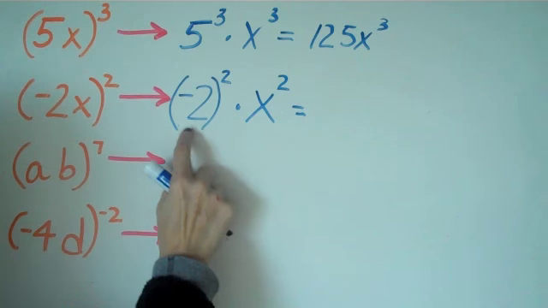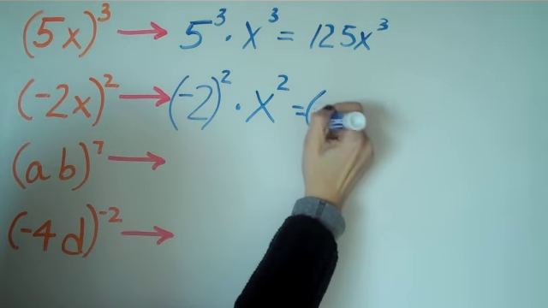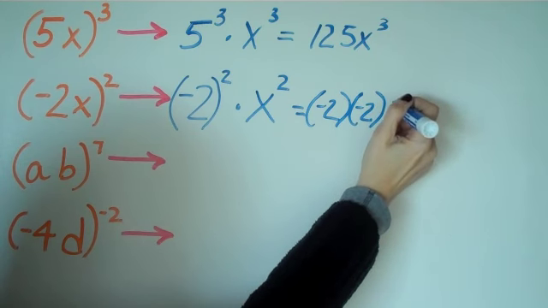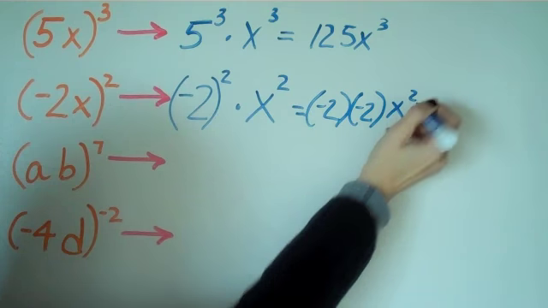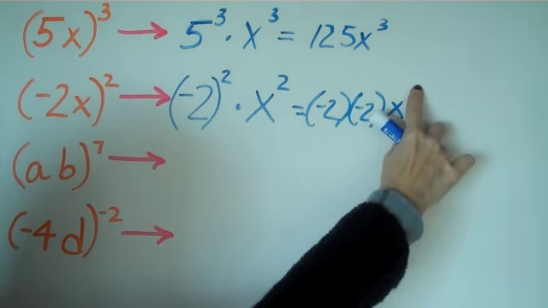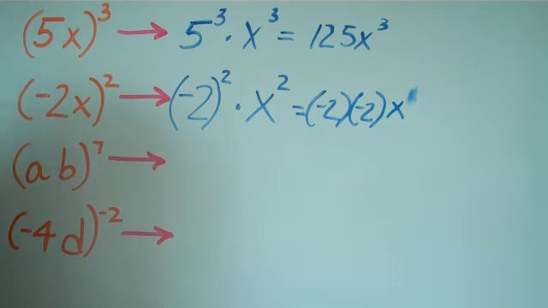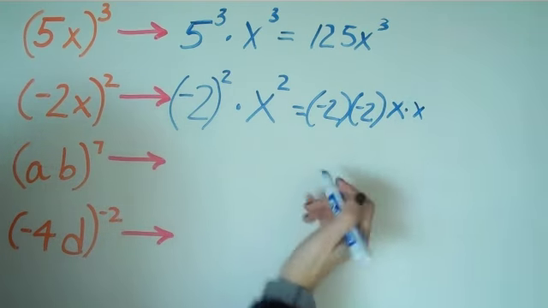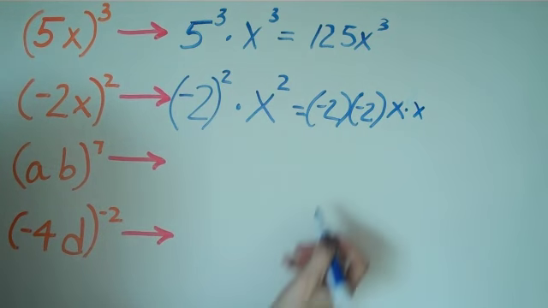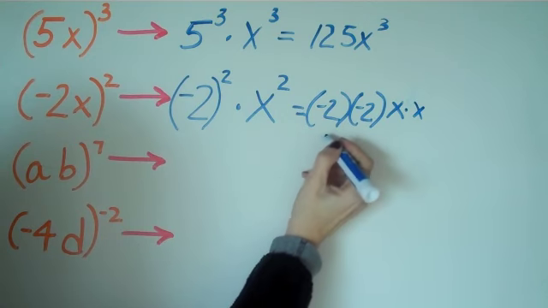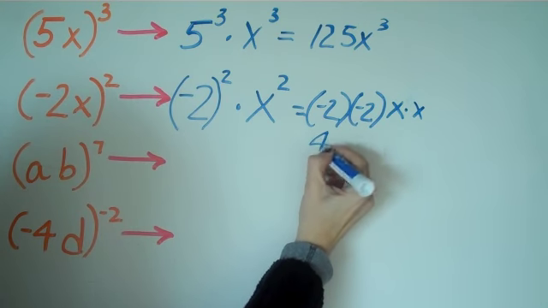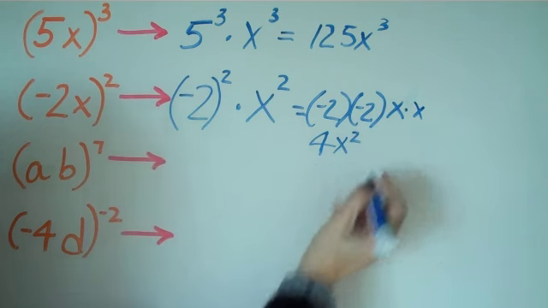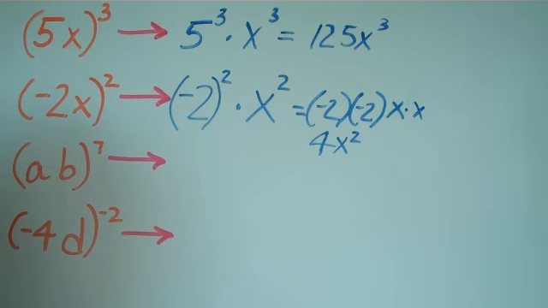So what does that mean? Well, this means negative 2 times negative 2 times, and x squared, if we wanted to write that out, becomes x times x, right? But we really don't need to do that with the x's. Negative 2 times negative 2 becomes positive 4. X times x is x squared, so we could have just kept that the same. And that's it. That's all there is.